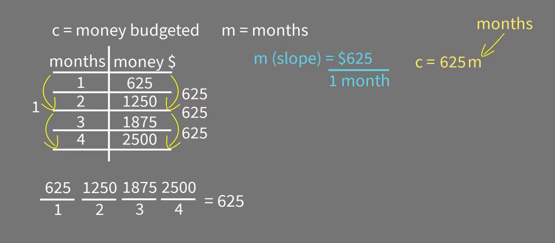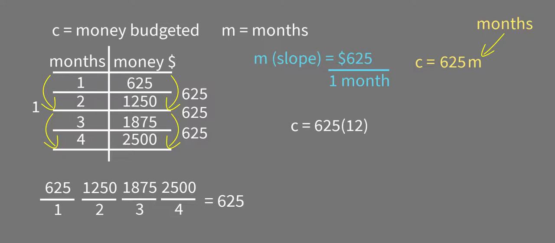So now we want to know, how much do they need to budget for an entire year? Well, that's 12 months. We need to know that 1 year equals 12 months. So our question is, how much for 12 months? With this, we simply substitute 12 in for M, the months, in the equation. So C equals 625 times 12 months.